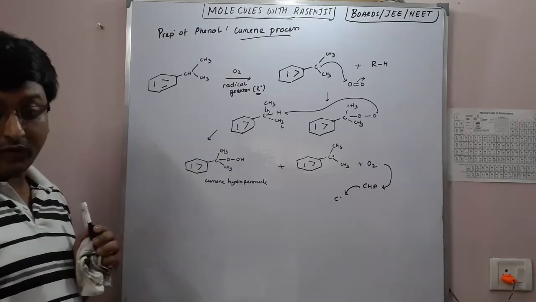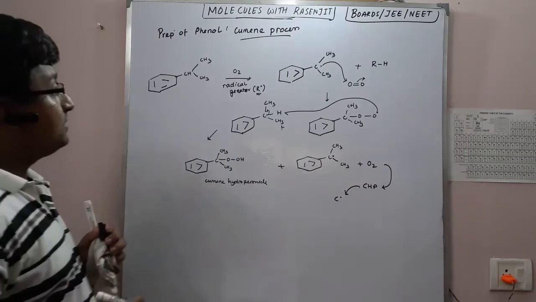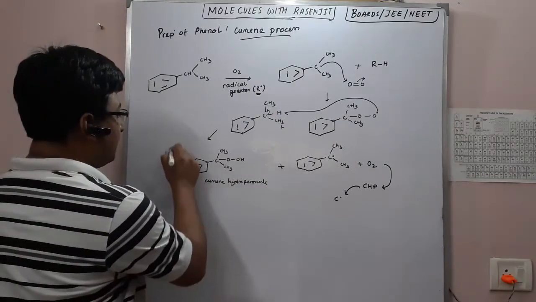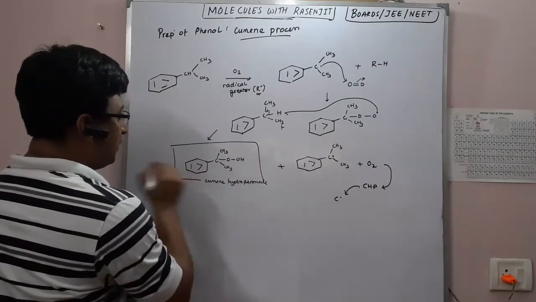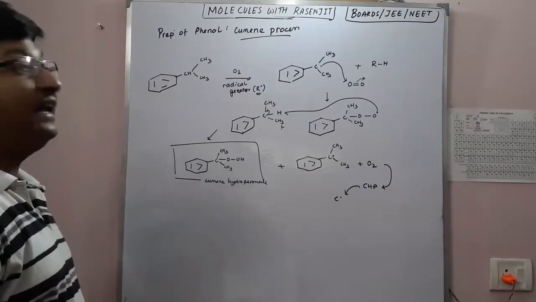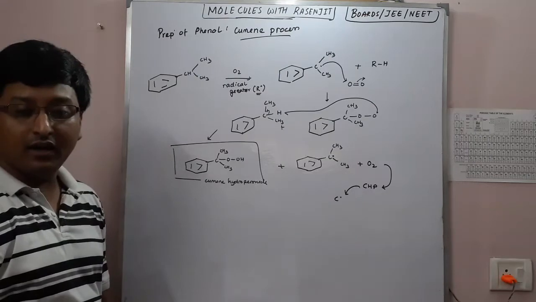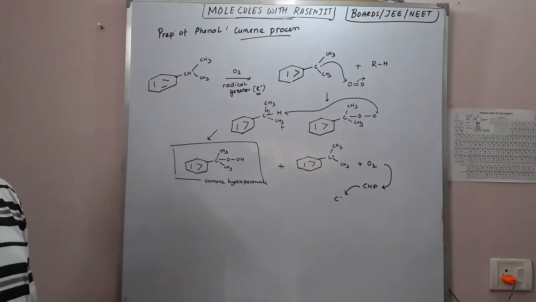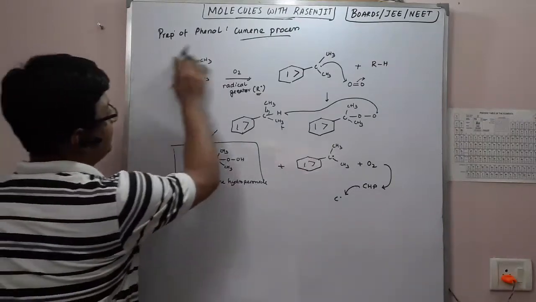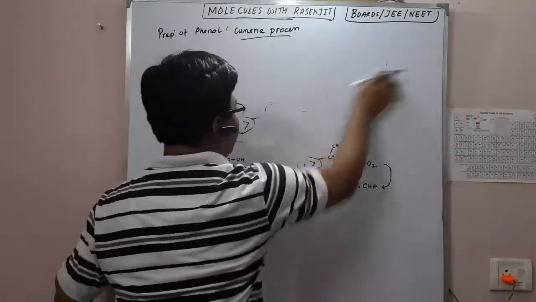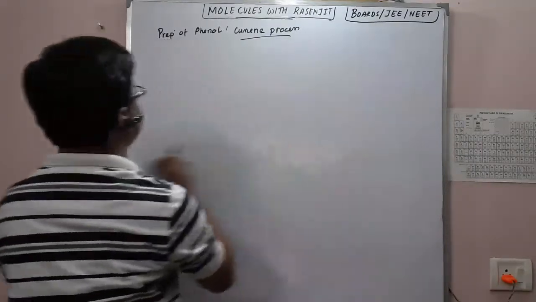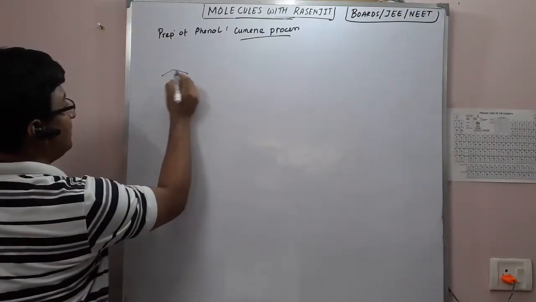Now, the next step. The next step is where the cumene hydroperoxide is formed. Now, this cumene hydroperoxide will undergo a rearrangement reaction in presence of acid. Let's check the third step, how this cumene hydroperoxide undergoes the rearrangement reaction.